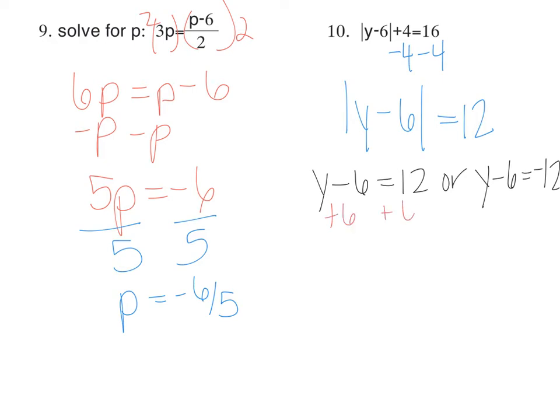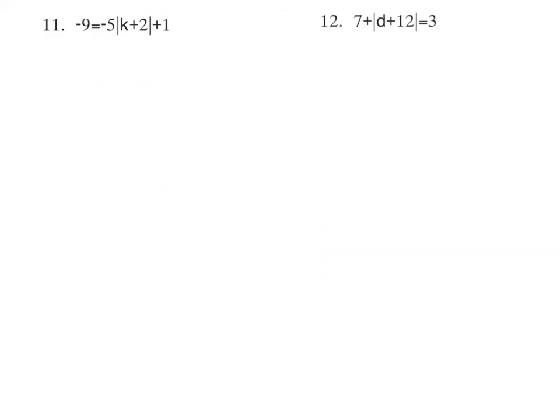Add 6 to both sides. We get y equals 18. Or add 6: y equals negative 12 plus 6, which is negative 6. So we have two answers, 18 and negative 6. Most absolute value equations are going to have two answers. There's only one case when it doesn't, and that's when it equals 0. Every once in a while, we're going to look at that next. You have extraneous solutions that when you plug them in, they don't work.